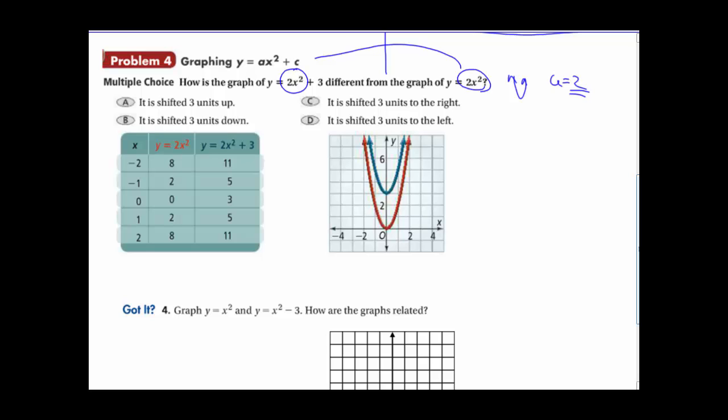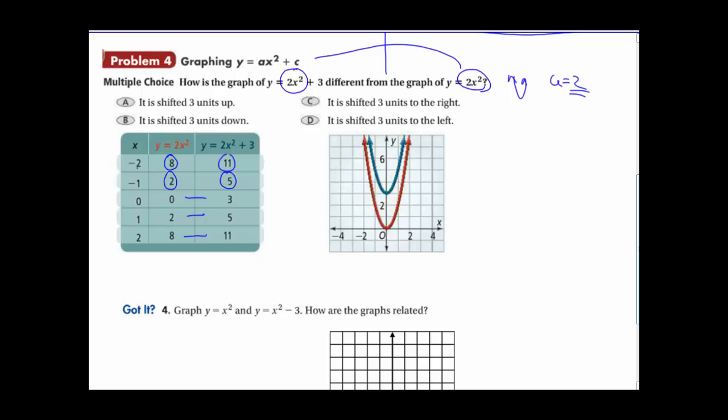When we look at the table, we inputted negative 2, got 8 for the 2x squared, but then got 11 for the 2x squared plus 3. When you plug in negative 1, we get 2, and for the other one, we got 5. If you notice, each of the y values for the 2x squared plus 3 are 3 more than the corresponding y value on the 2x squared.